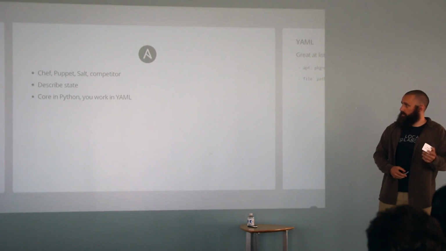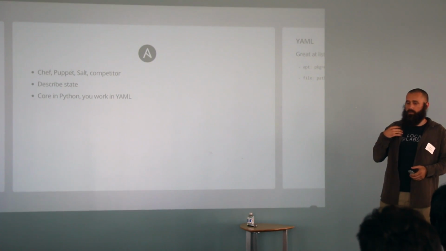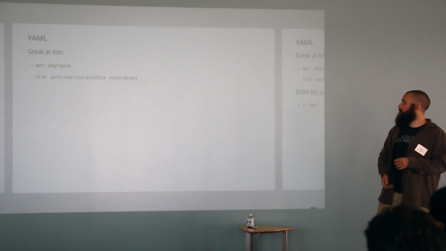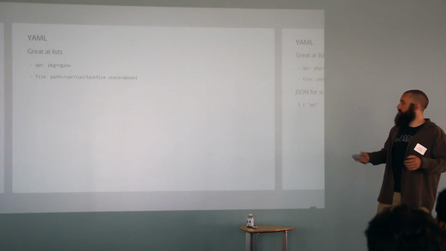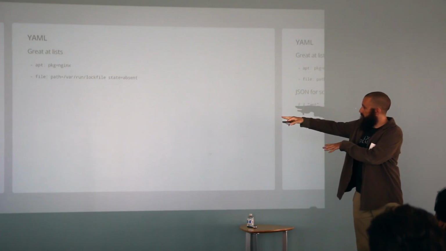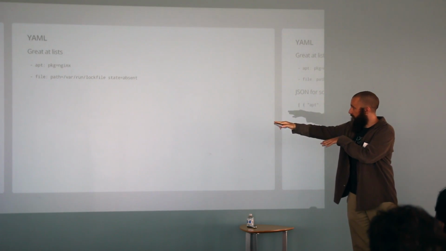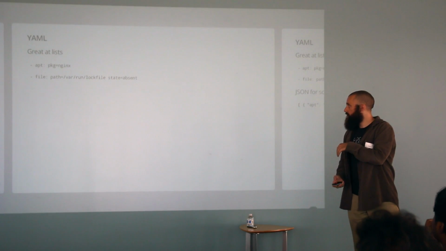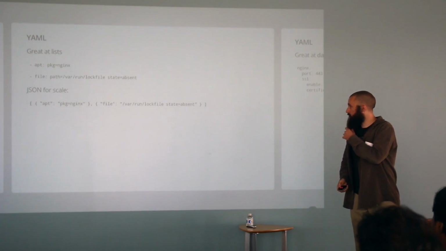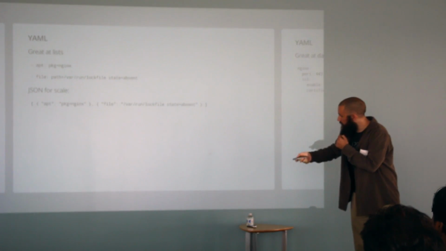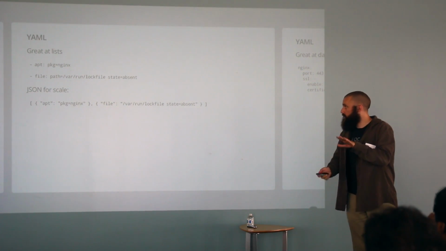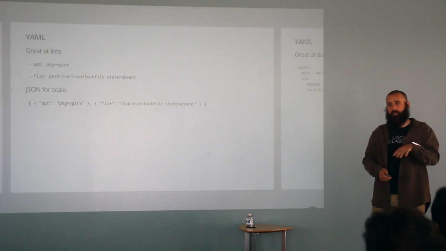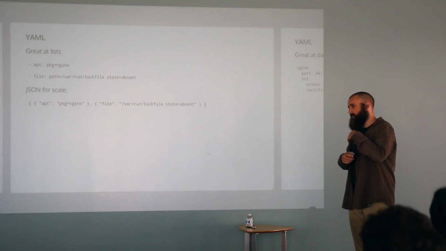The core is in Python. Most of the work you would do in Ansible is going to be in YAML. This is what YAML looks like. It's really great at lists. This would be a set of tasks that install Nginx and make sure a file does not exist. For comparison, here's sort of the same thing in JSON. YAML is sort of the Python to JSON's C or Java. It's the same thing, but there's a lot less parentheses.